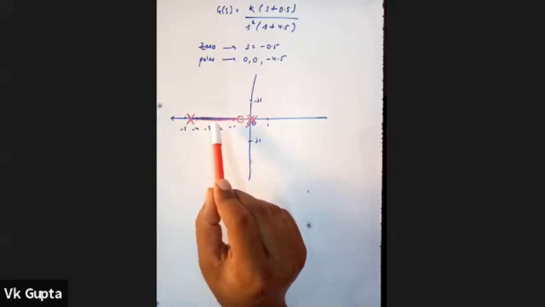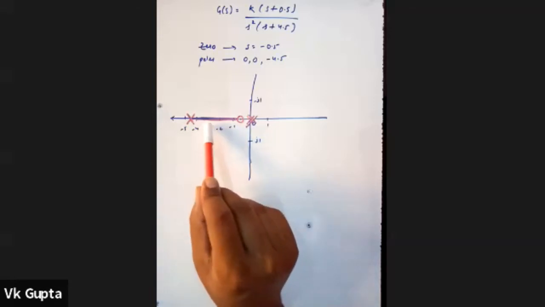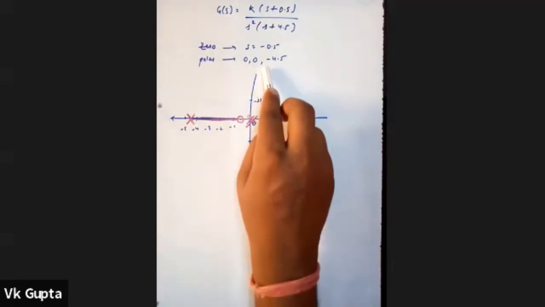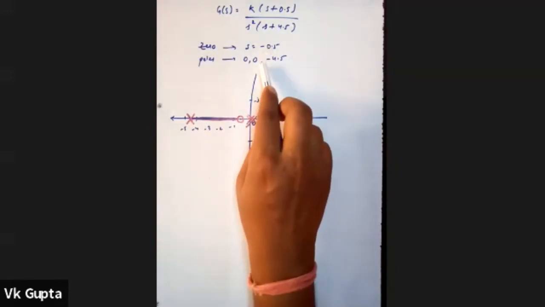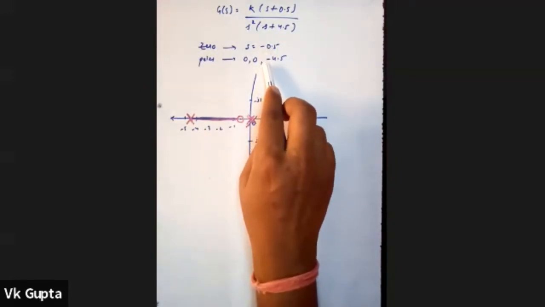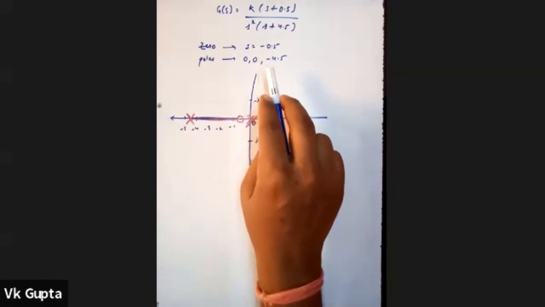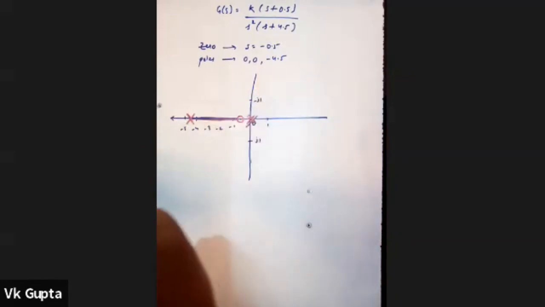Since the sum of the number of poles and zeros to the right of these points is equal to 3, out of these 3 poles, one will go to 0 and the other two will go to infinity. We know that the branches will go to infinity along asymptotes. So that is step number 4.